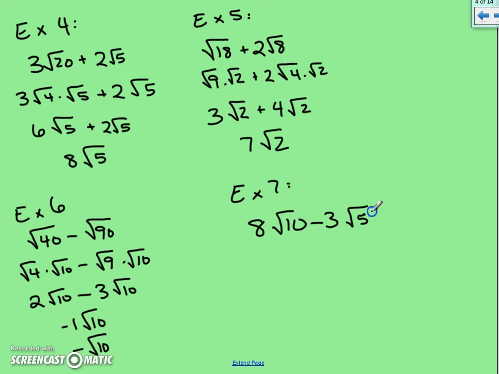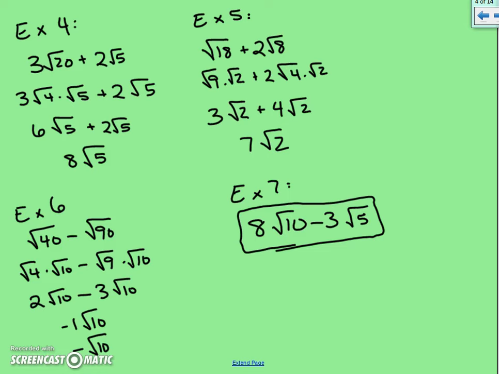All right, hopefully we didn't keep the video paused too long, because we realized that radical 10 cannot be simplified. Radical 5 cannot be simplified. So there's nothing that I can combine with this. So my answer is 8 radical 10 minus 3 radical 5. There is nothing I can combine there, so that is my final answer.